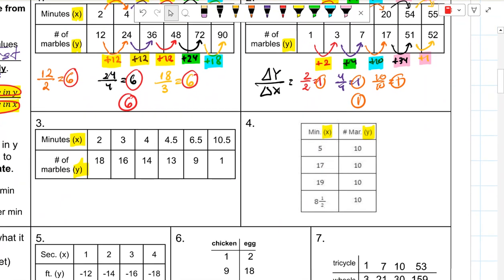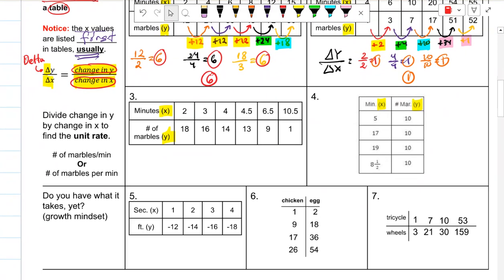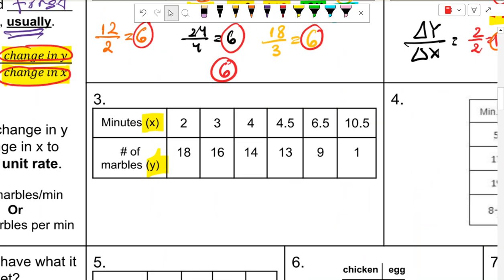All right, let's try another. Number 3. The difference between 2 and 3 is 1, so we can put plus 1. And the difference between 18 and 16, now we're going down, so we say minus 2, or we can say negative 2. Either way, it works. The next one, the difference between 3 and 4 is plus 1, and the difference between 16 and 14 is, again, negative 2.